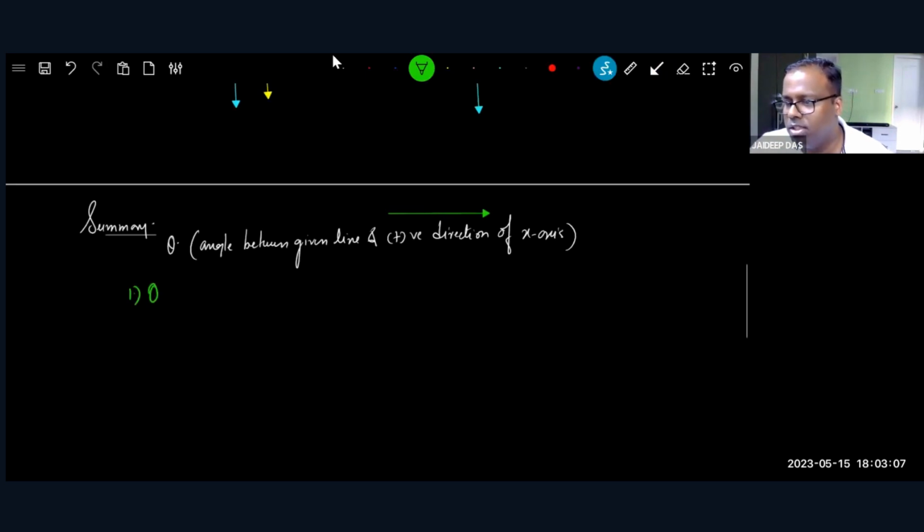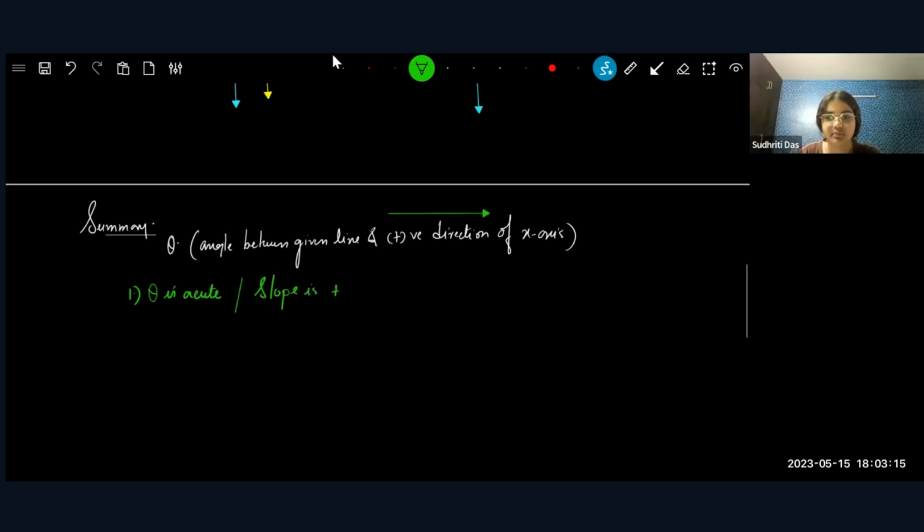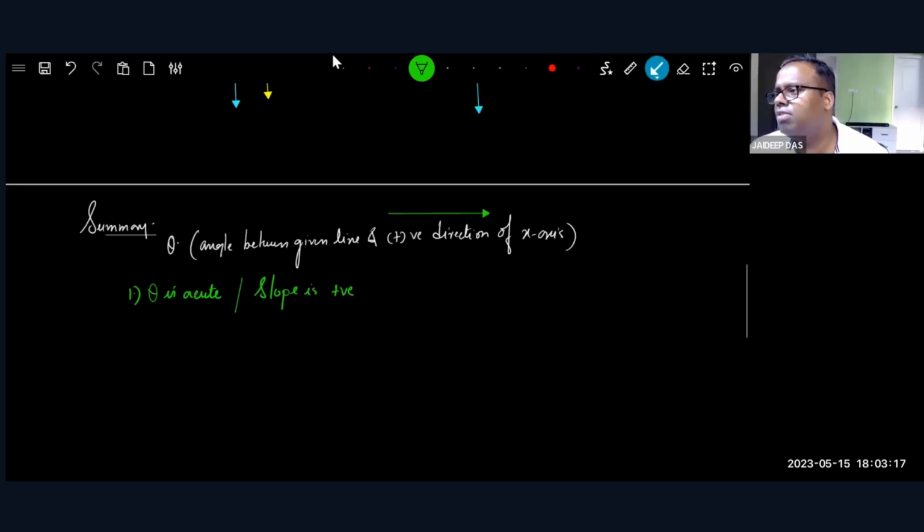Case number 1: theta is acute. You tell me, what about the slope? The slope is positive. Quickly, let us make the diagram also. How should the line look? The line will always look something like this. Only then will theta be positive.